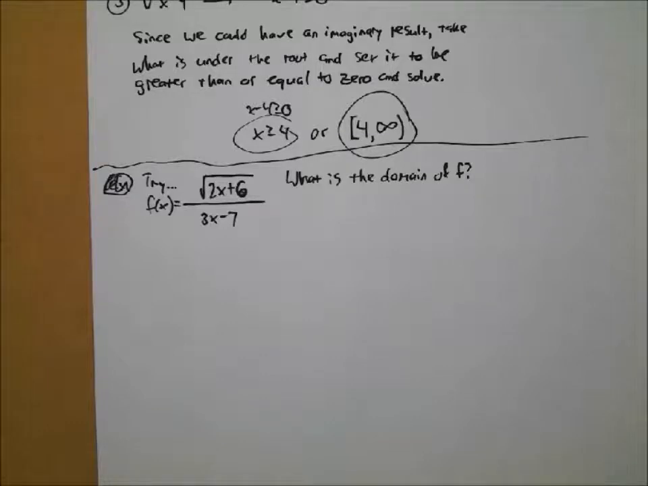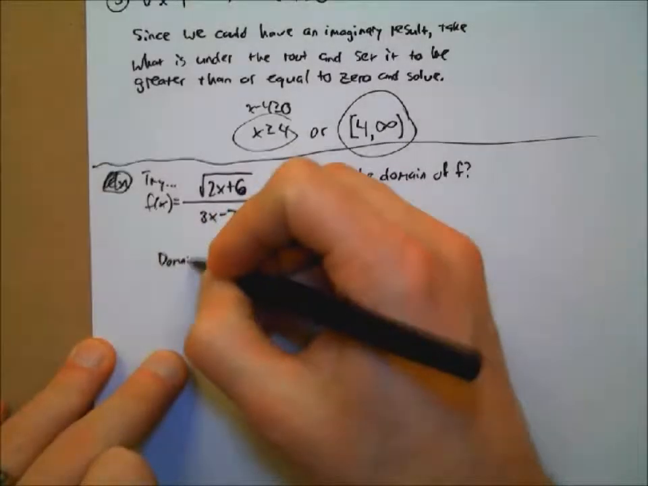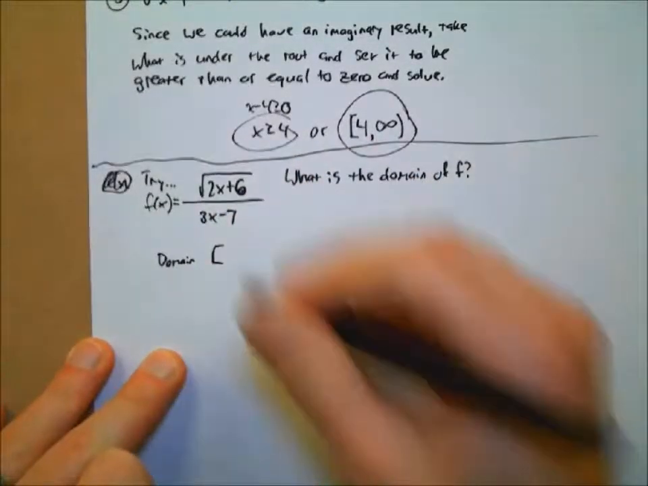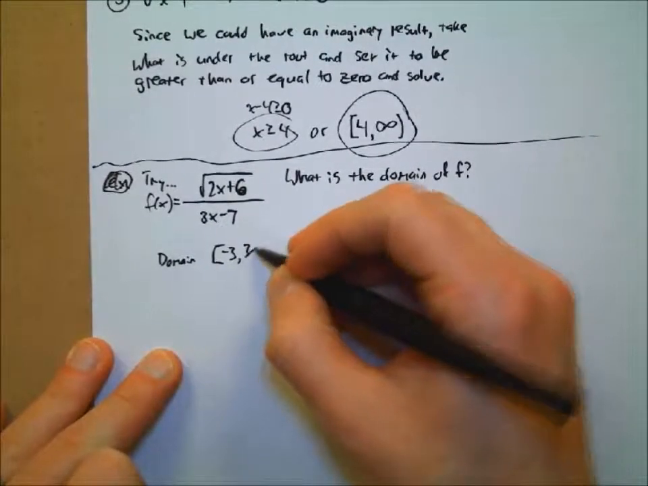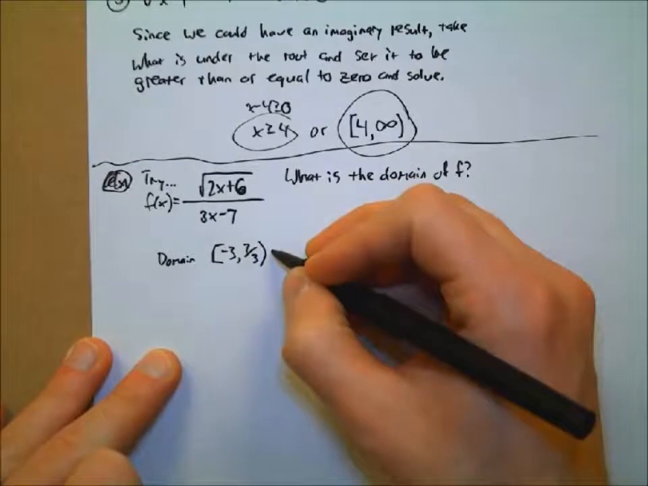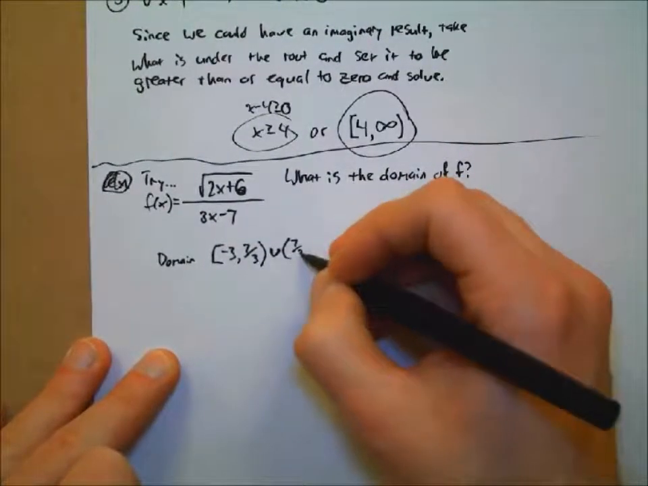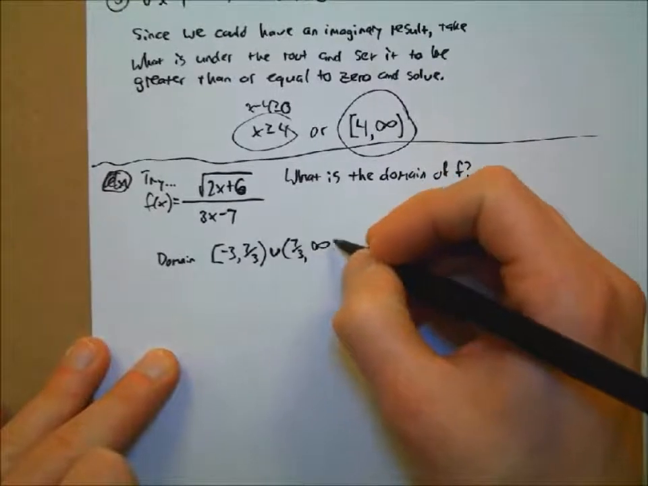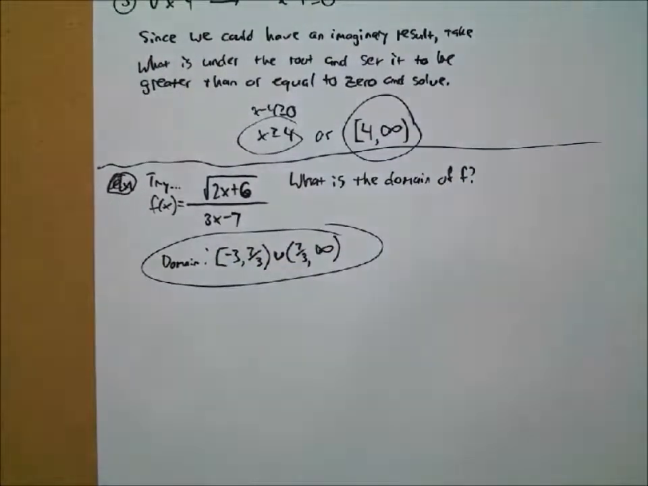Ali? I got bracket, sorry. Okay, yes. Bracket -3, up to 7/3, parentheses. And the union, parentheses 7/3 to infinity. All right, sounds good. Looks good to me.